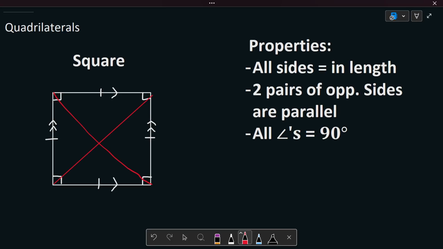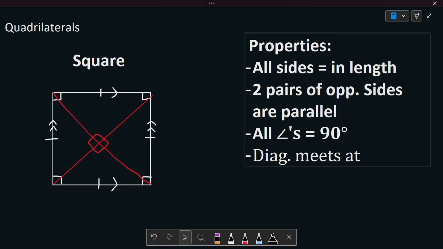All of these diagonals meet at 90 degrees. So we can say it over there, right? But that is not the main reason that we have. But we can write down that the diagonals meet at 90 degrees. And then our next one will be the diagonals will bisect each other.